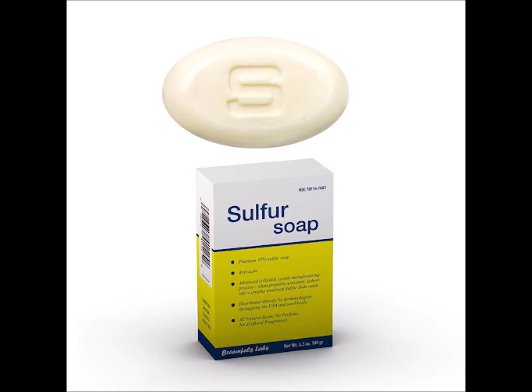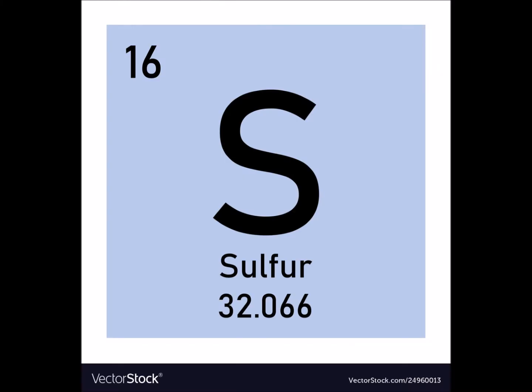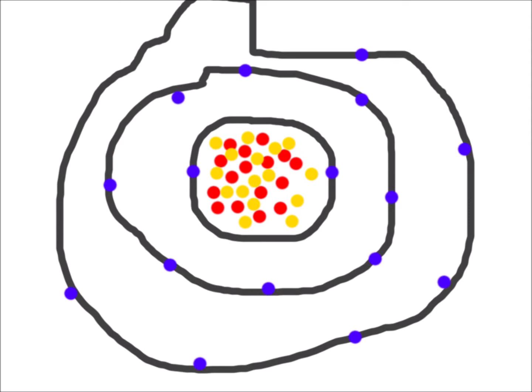Since it's 4th in the list, let's review sulfur. Sulfur has a whopping 16 protons and 16 electrons. Since it has an atomic mass of 32, we can safely assume that it also has 16 neutrons as well. It contains 2 electrons in the ring closest to the nucleus, 8 in the ring second after the first, and 6 in the last ring.